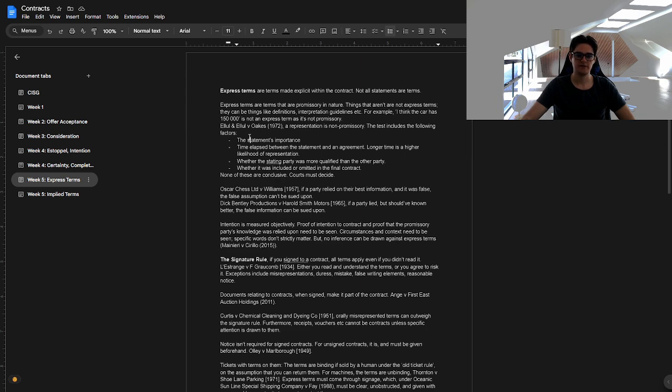The test includes, so the test of whether something is, so for example, I could say, this here is the most wondrous piece of sticky tape in the whole entire world, guaranteed to make anything stick to anything else, right? If I say something crazy like that, then we need to decide whether it's a representation or an express term, and to do that we use the 5 following criteria. So the first is the statement's importance. So how important is the statement for you to buy this tape?